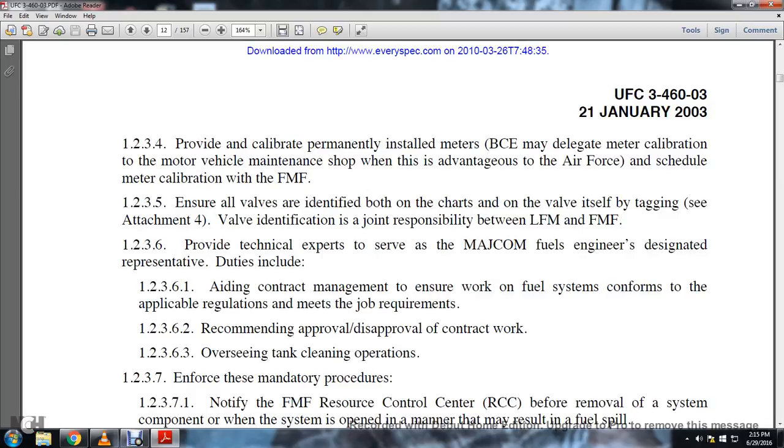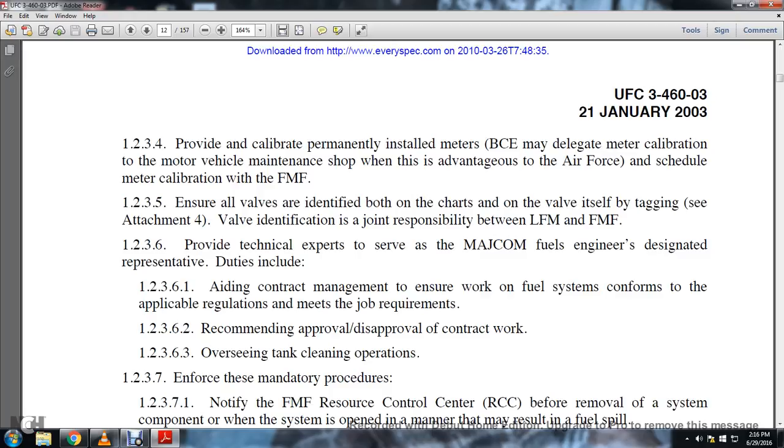1234: Provide calibrated permanently installed meters. The base civil engineering may delegate meter calibration to the motor vehicle maintenance shop, with an advantage to the Air Force schedule, to meet calibration with the fuel management flight. Ensure all valves identified on the charts are involved in tagging, attachment 4. Valve identification is the responsibility of the LFM and the fuel management flight.